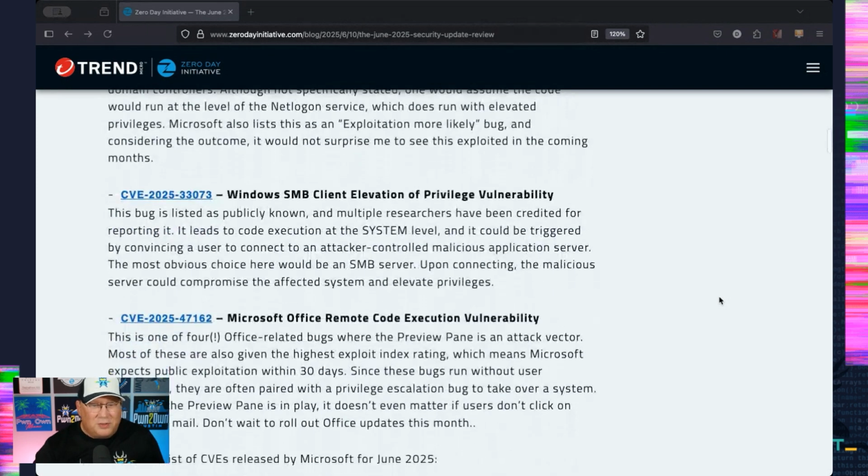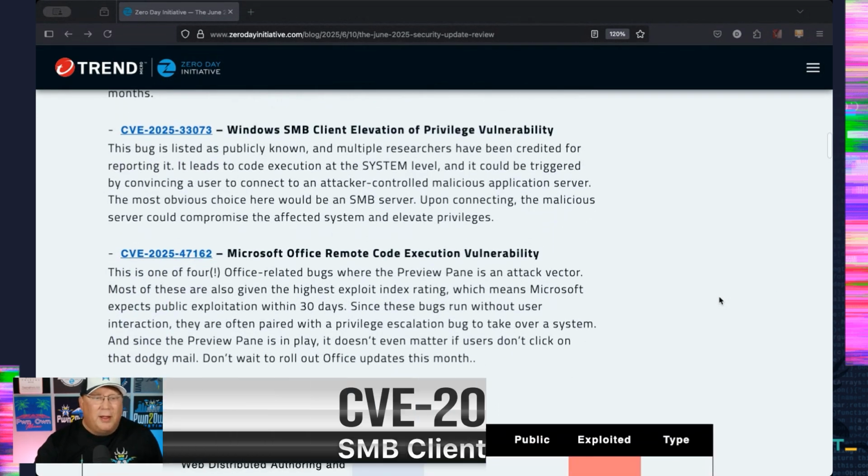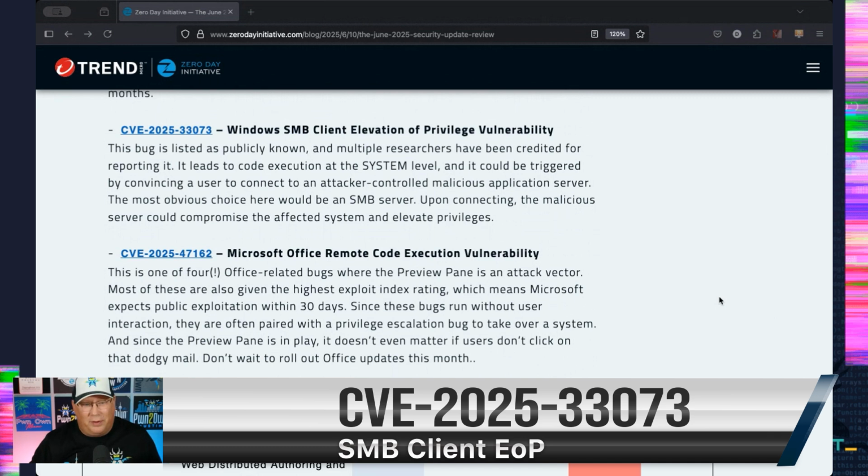The other bug that is publicly known but not exploited is this SMB client elevation of privilege.